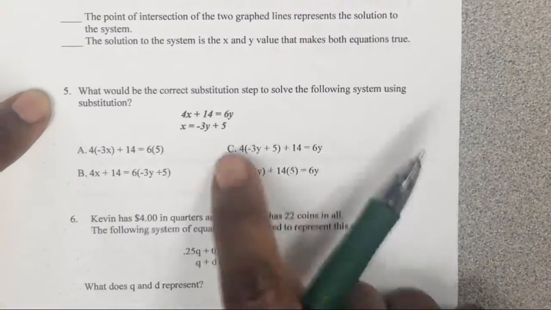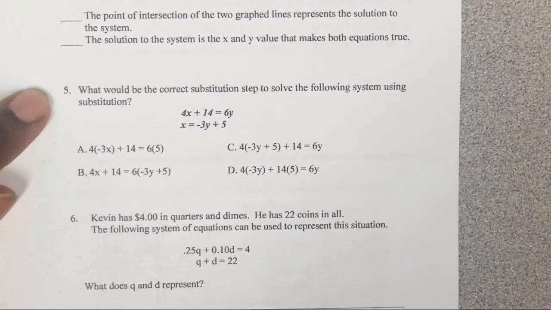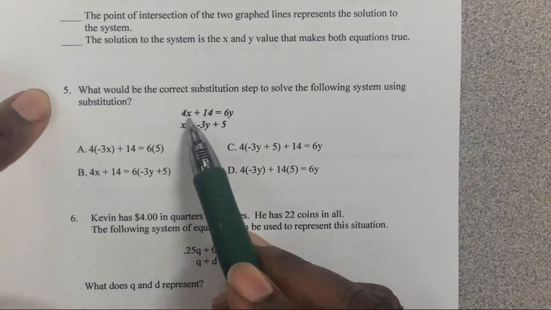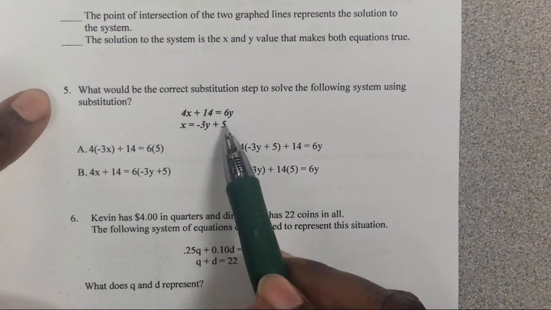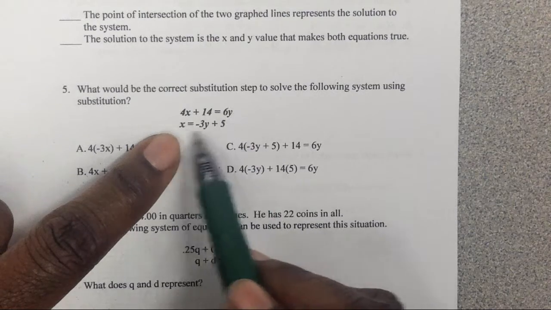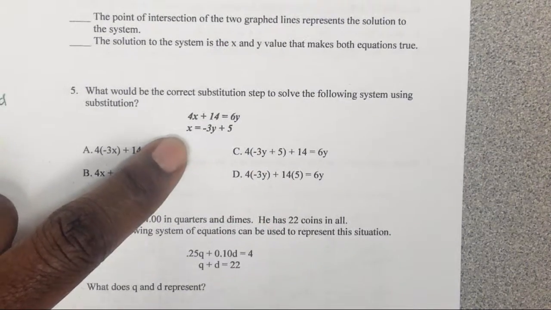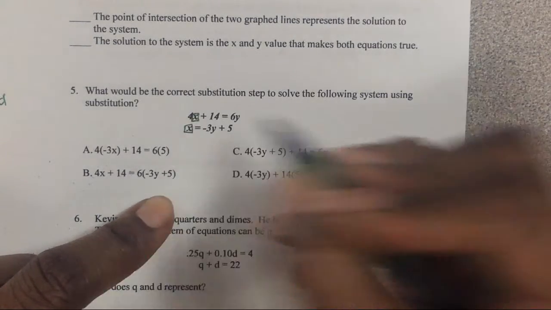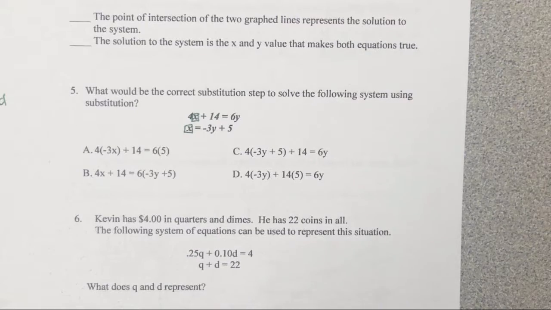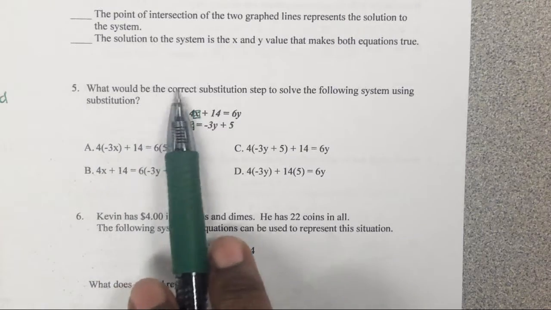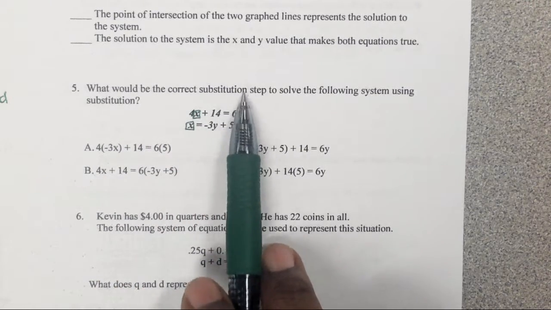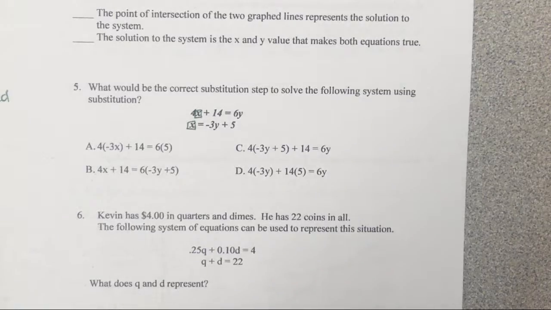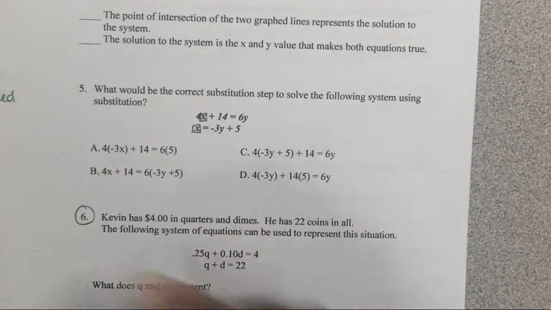If you're looking at number 5, this goes back to finding the loser, the letter that's all by itself. Which of these letters is all by itself? Does anybody see that? The X is all alone, which means I box it here and box it here. So now it tells me where to plug it in. Once you plug it in, stop and find your answer. What would be the correct substitution step? They're only asking you for the first step. Find your answer and move on with your life. We're going to go back to number 6 together.